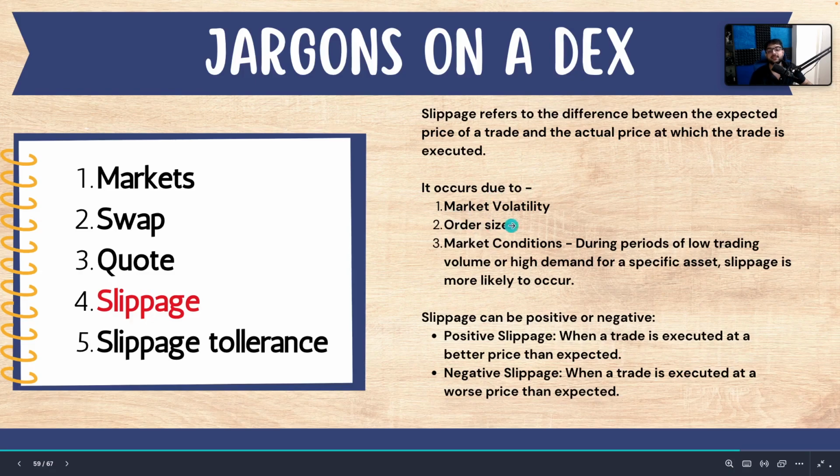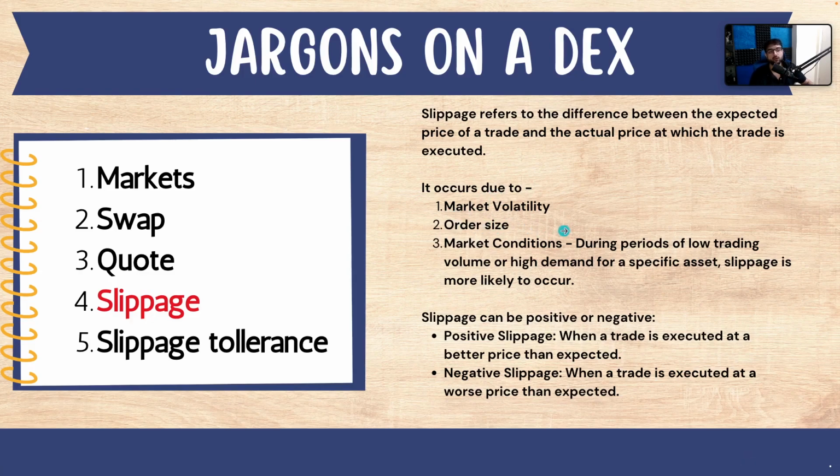Order size. If you place a huge order, you will move the pool by a lot. Then also there will be a lot of slippage. Market conditions. अगर trading बहुत ज़्यादा तेज हो रही है, there's a lot of fast trading or there isn't enough liquidity. In this case also what will happen? You got back a quote. By the time you submitted, price went up. So your transaction will fail.